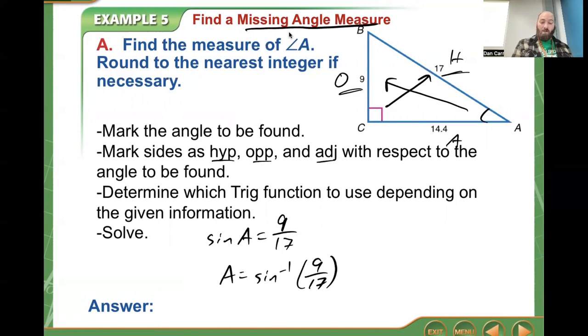So it just goes into my calculator just like that. When I do that, as it says here, we want to round to the nearest integer. So what I get is approximately equal to 31.97, but then I'm going to round it off to 32 degrees for my nearest integer. That's inverse sine. Again, as long as we have two sides of a triangle, we can set it up with our normal trig ratio, and then we do the inverse version of that. That's what happens to get our missing angles.